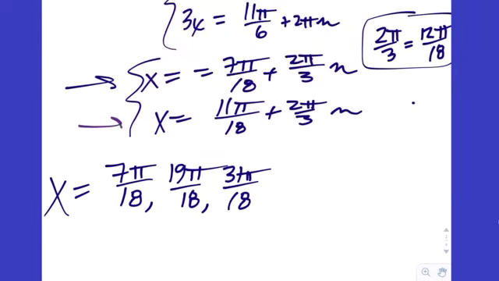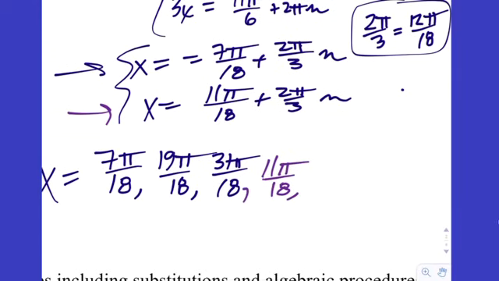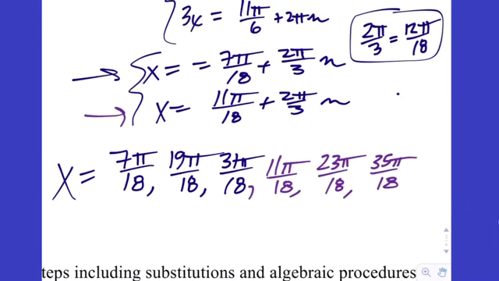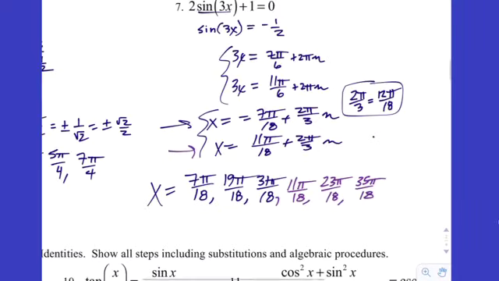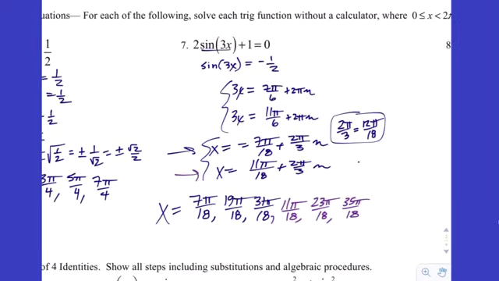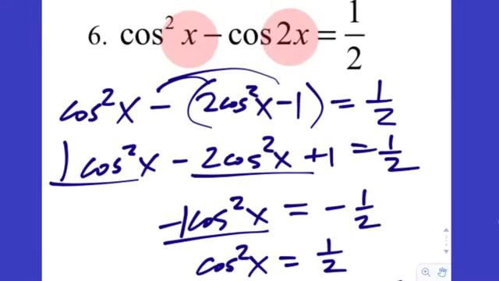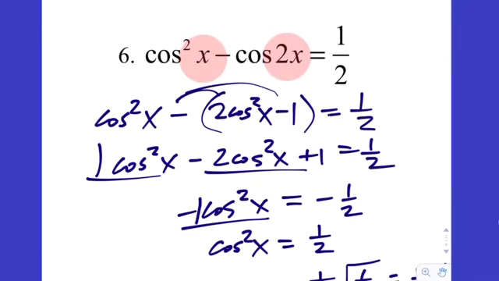And now the bottom equation, very similarly, we start with 11 pi 18ths, and we just add 12 twice. So plus 12 is 23 pi 18ths, and plus another 12 is 35 pi 18ths. And so there are the 6 solutions. All right, any comments or questions on that one? If you used the power reducing formula over here, you did kind of the same thing with cosine of 2x.